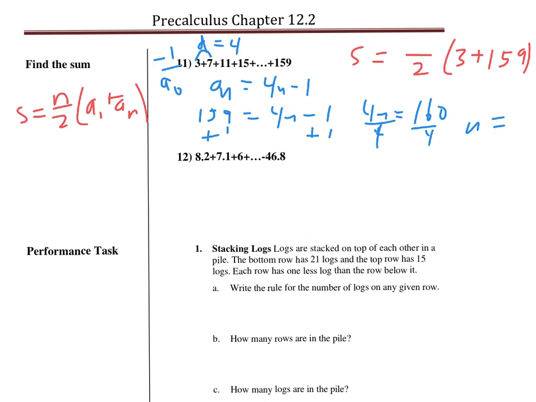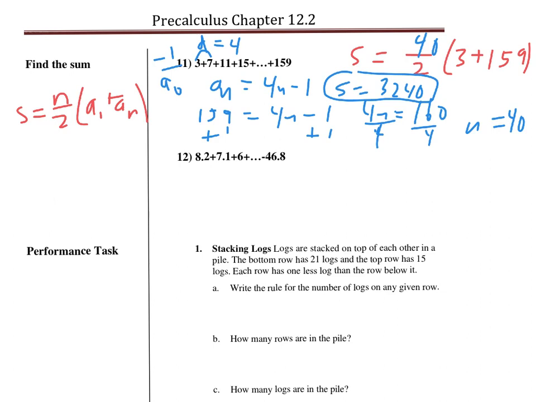So we know then, according to that, that 159 is the 40th term. So that gives me that n to plug in there. From there, I can just type that in the calculator now. So we can do 20 parentheses 3 plus 159. And so that sum is going to be 3240.